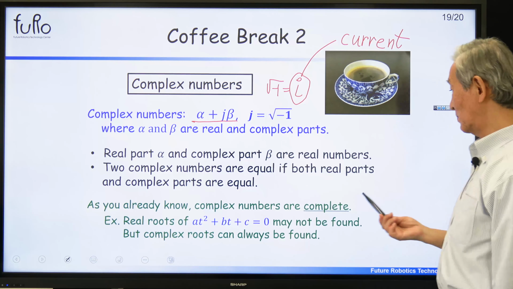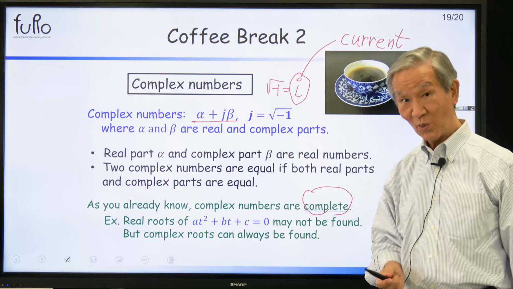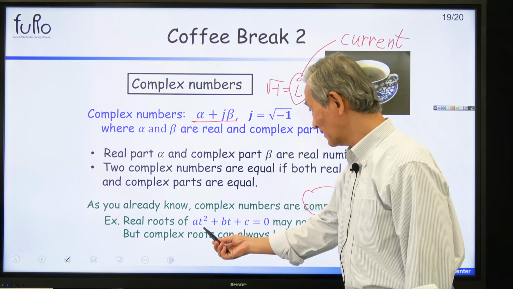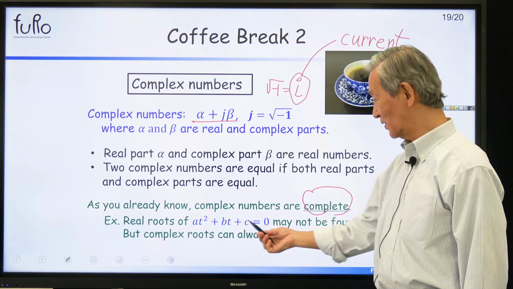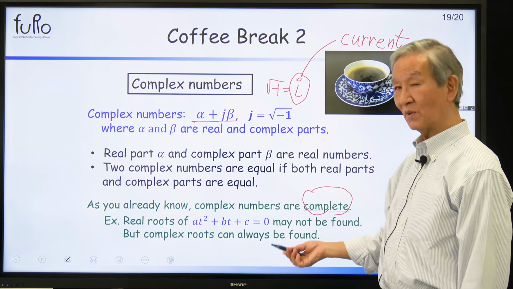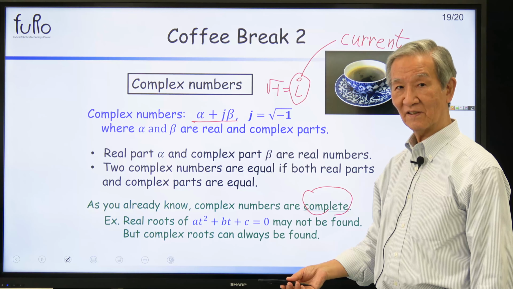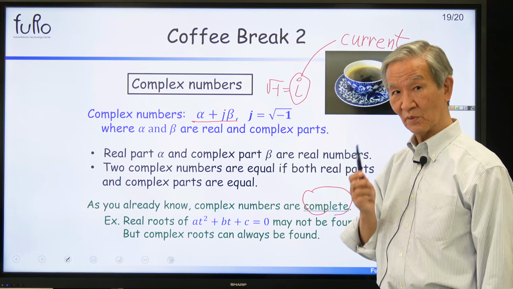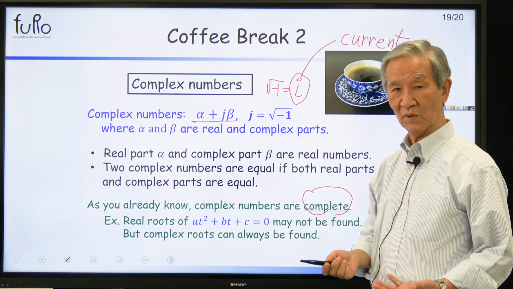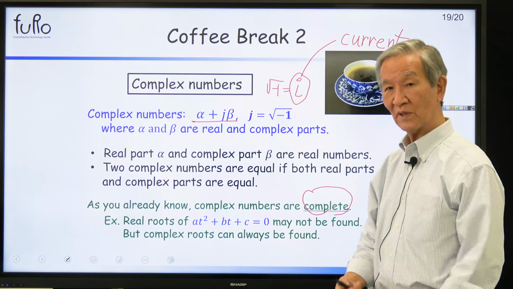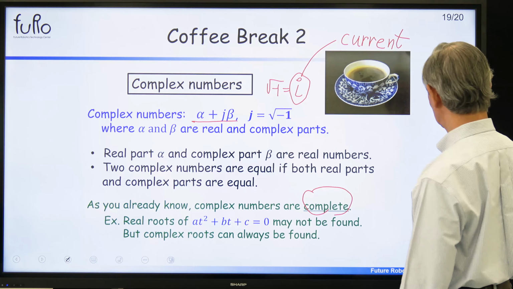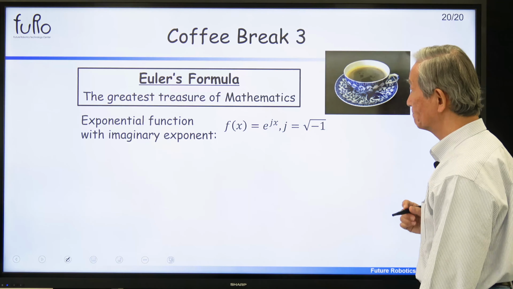As you already know, complex numbers are complete. Do you know? Probably you don't even know whether you know it. You know it. Like, a second order polynomial equal to 0. You try to find the roots for this equation here. And you know that sometimes the roots become complex, right? If you're talking about the real numbers only, then sometimes, depending on a, b, and c, you cannot find the root. But if you include the complex numbers, you can always find the roots. That's the completeness. One good example of the completeness.